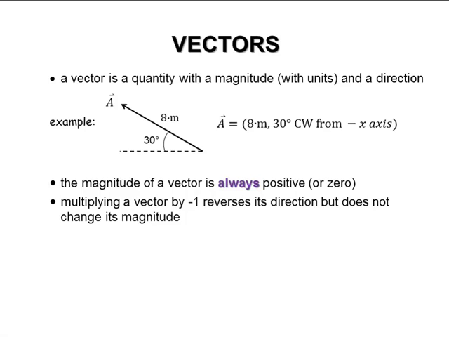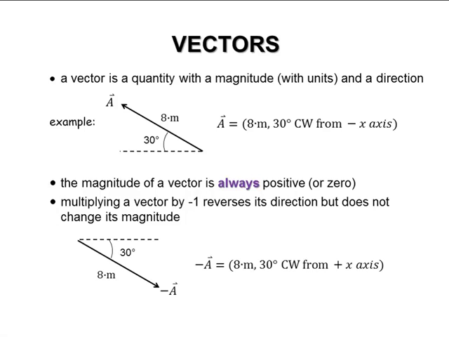So if we took that vector A in the example and multiplied by -1, it would still have a magnitude of positive 8 meters. Again, the magnitude is always a strictly positive number. What's different is the direction is reversed. Now it's 30 degrees measured clockwise from the positive x-axis.